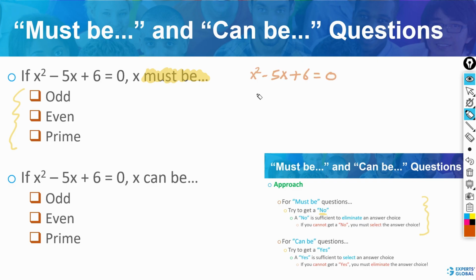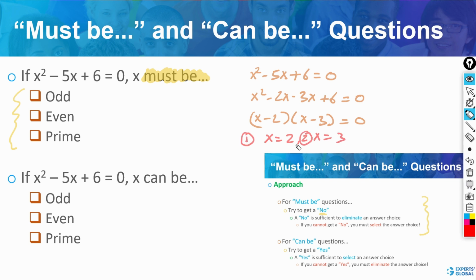It's given that x square minus 5x plus 6 is equal to 0. Therefore, x square minus 2x minus 3x plus 6 is equal to 0. We can factorize it. It becomes x minus 2 times x minus 3 is equal to 0. Therefore, the possible values of x are x equals 2 or x equals 3. So there are two possible values of x, 2 and 3. It is a must-be question. We are trying to hurt the answer choice by trying to get a no every time.